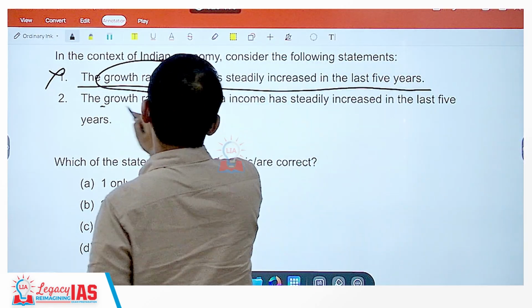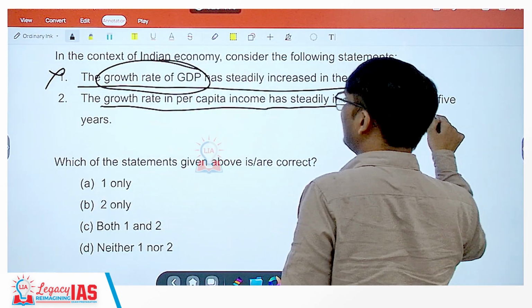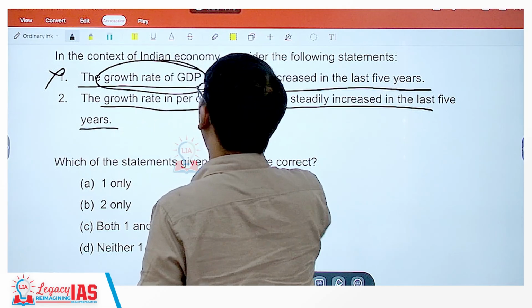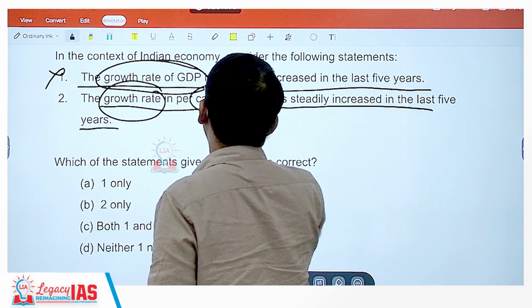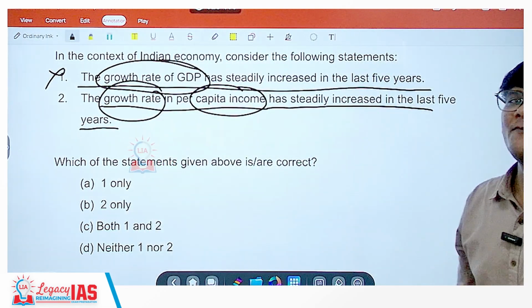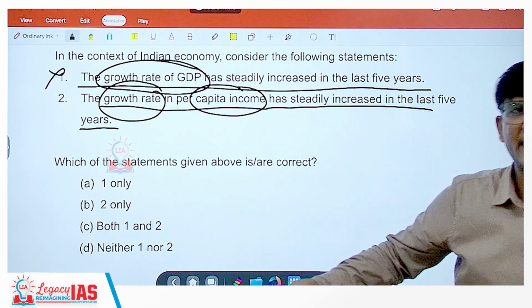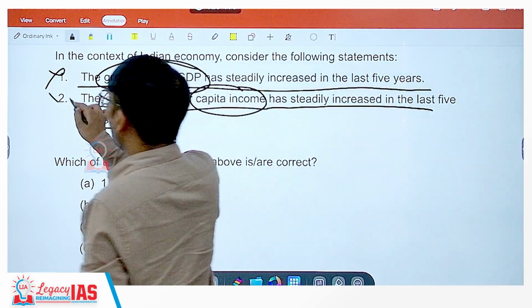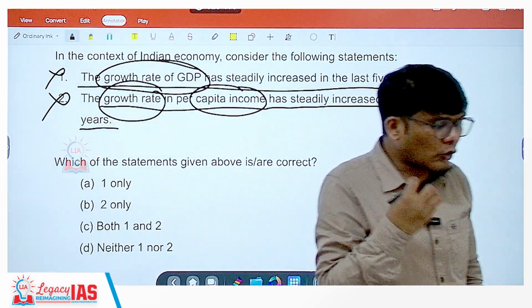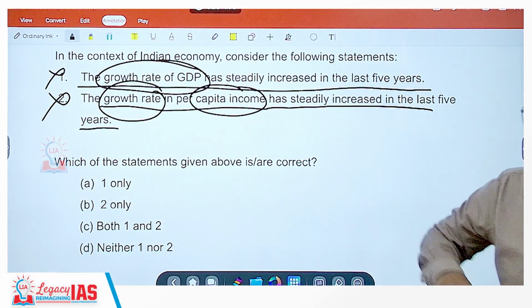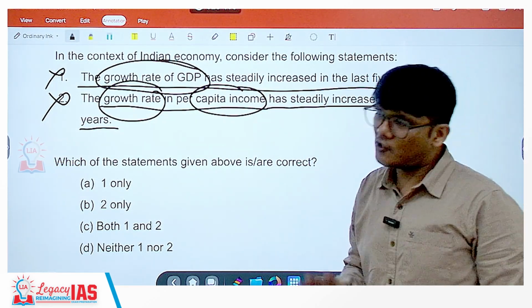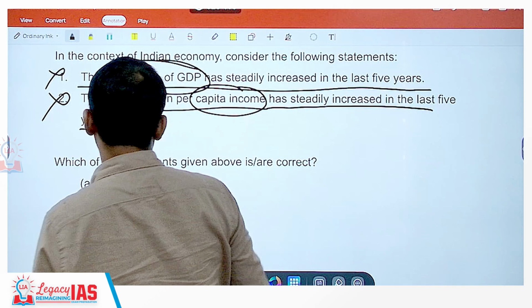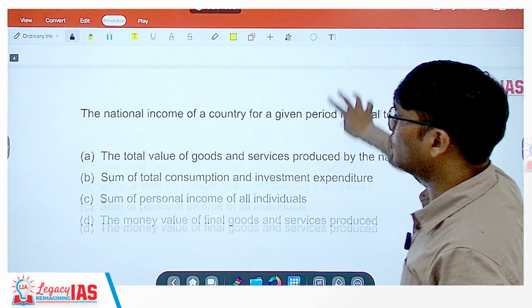The growth rate in per capita income has steadily increased in the last 5 years. Growth rate in per capita income. Per capita income would have increased, but the growth rate in per capita income, again a no. So as you are seeing, all the growth rate statements with respect to 5 years or 10 years are not correct. So the correct answer here is D, neither 1 nor 2.